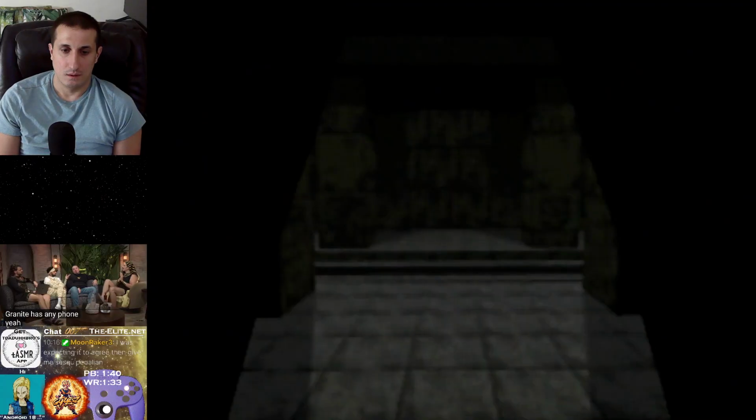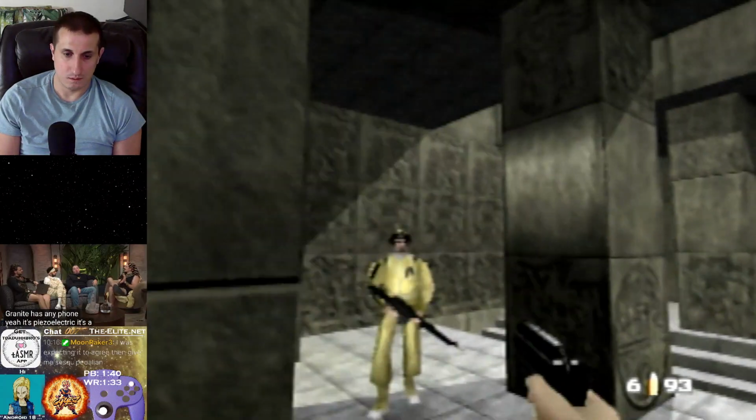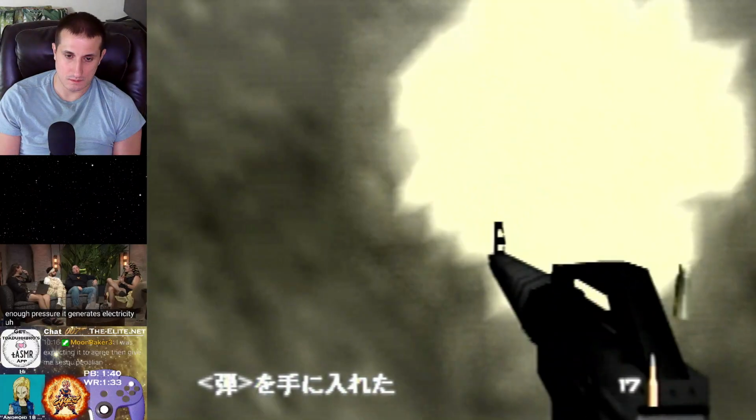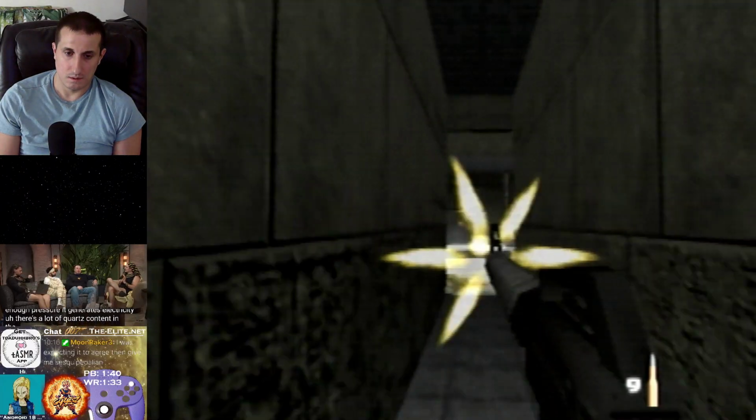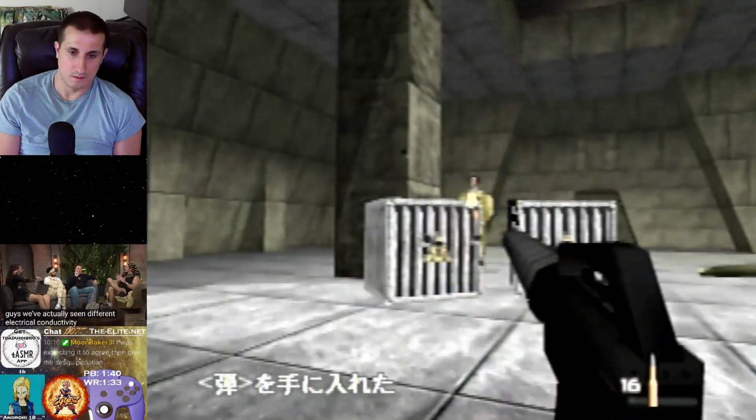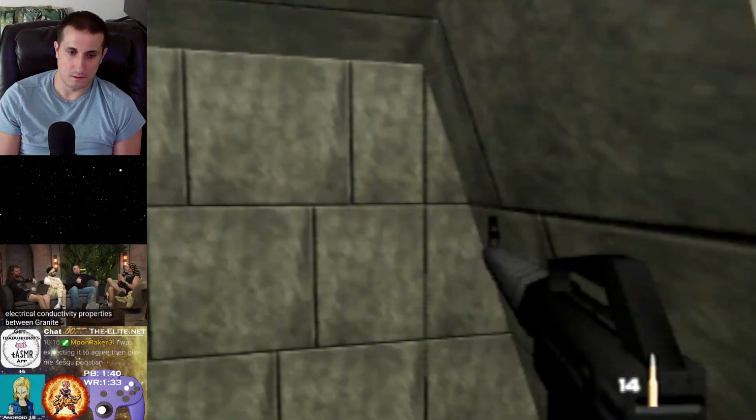Do we know if granite has any functional properties that could be? Yeah, it's piezoelectric. It's a conductor. If you hit it with enough pressure, it generates electricity. There's a lot of quartz content in the granite. I've done experiments with guys. We've actually seen different electrical conductivity properties between granite, basalt, and limestone.